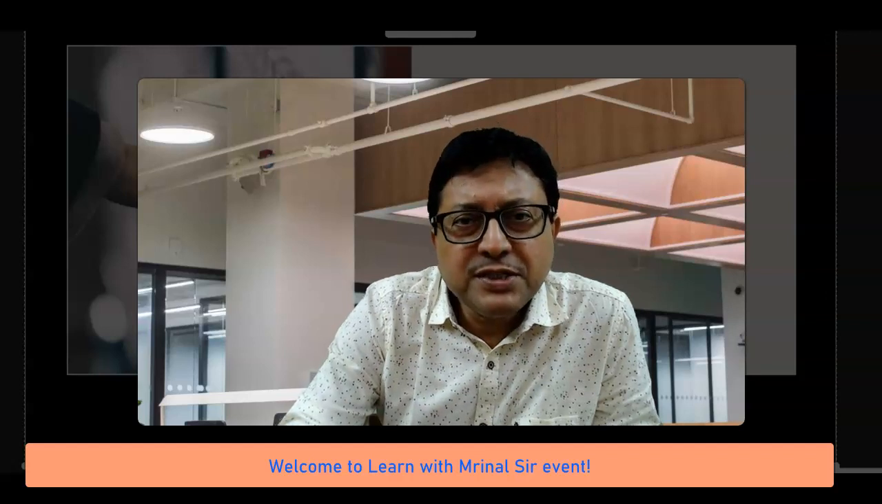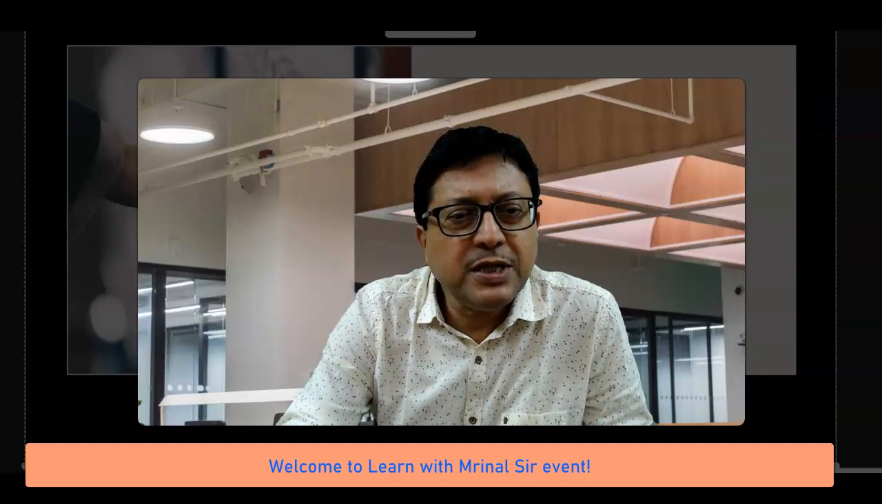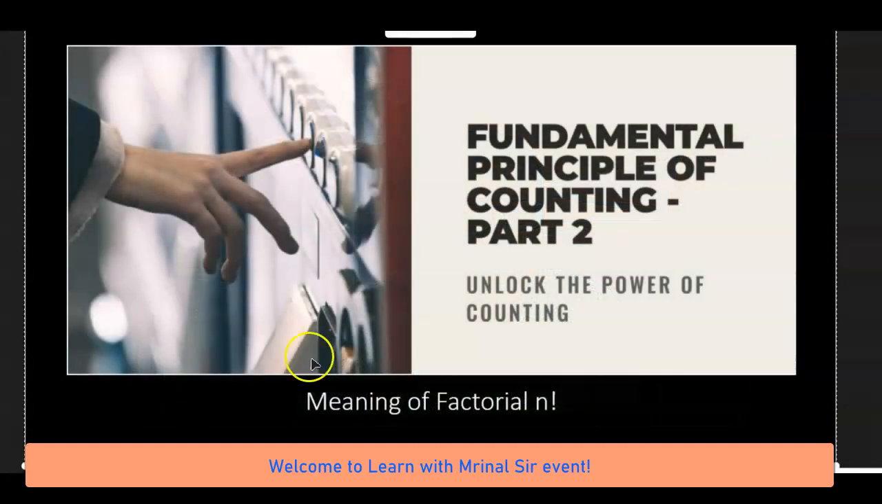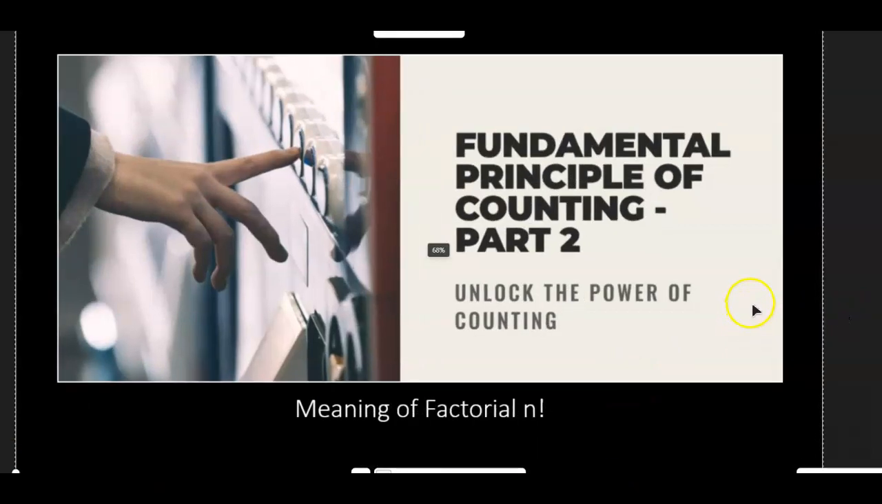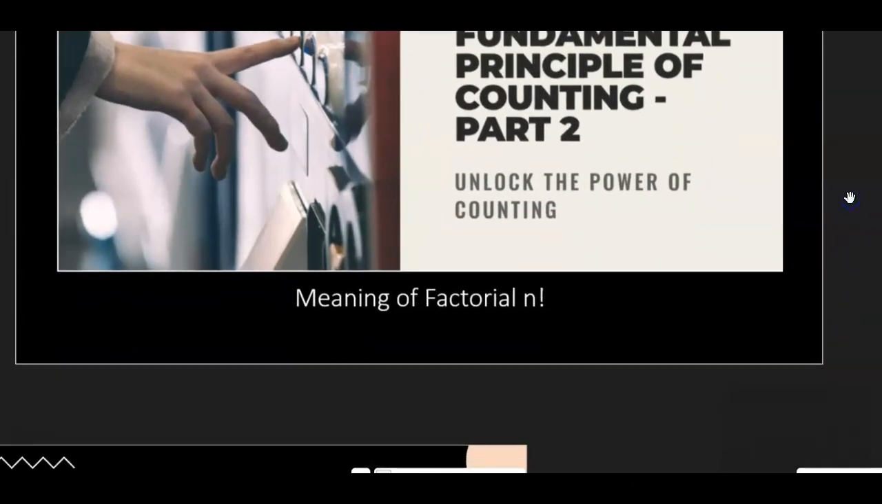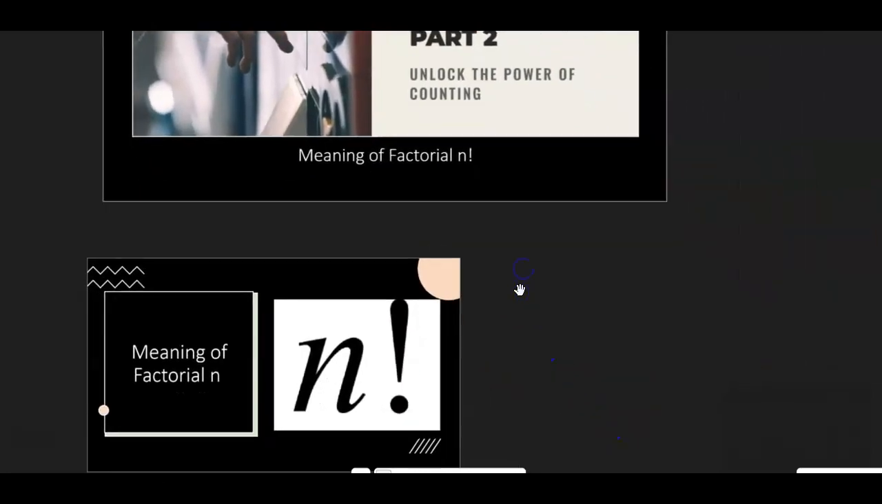So in this second session on the fundamental principle of permutations and combinations, I'll be discussing the meaning of factorial n and its application in solving problems. So let us first know the meaning of factorial n. What is the meaning of factorial n? How can you write factorial n?